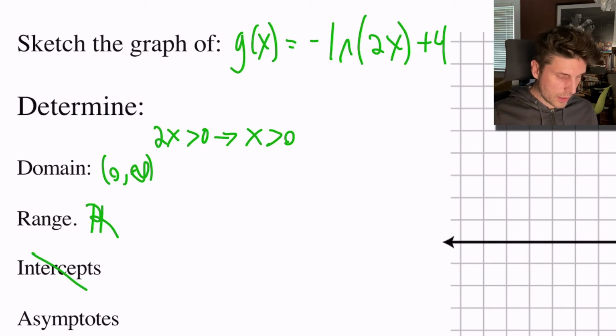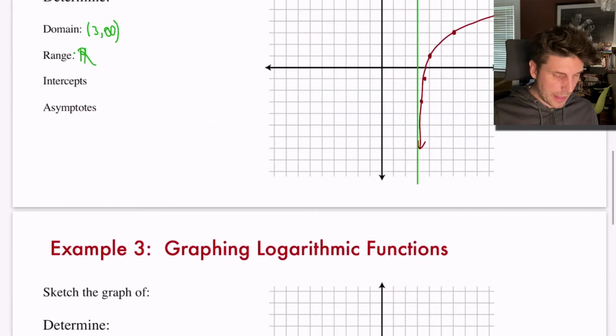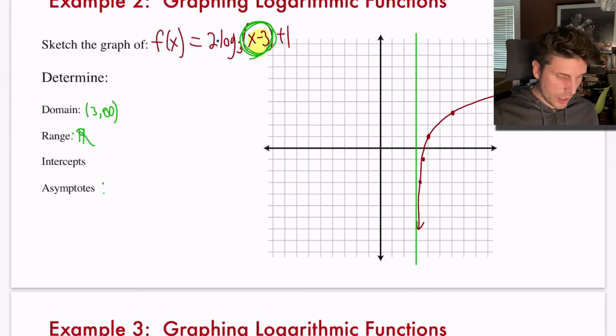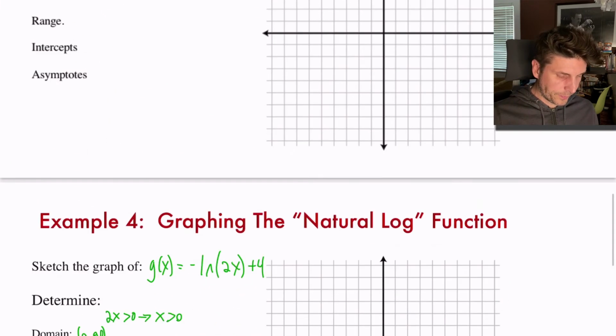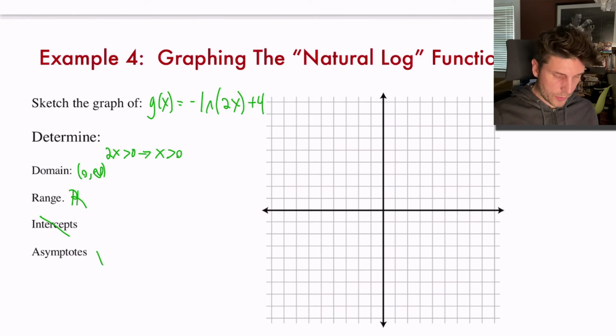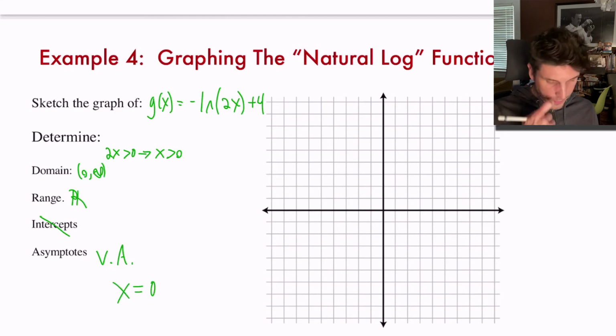Don't worry about intercepts. Oh, asymptotes. On that last one, I did ask for asymptotes. Could you please state that x equals 0 is a vertical asymptote? This one is going to have a vertical asymptote. Again, there are no horizontal asymptotes for logs. At this one, it's x equals 0.